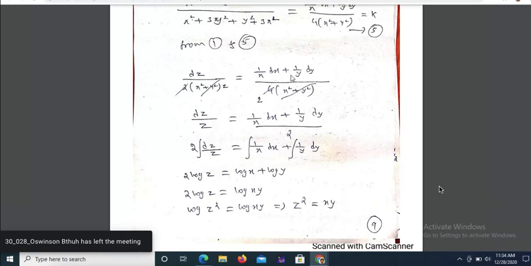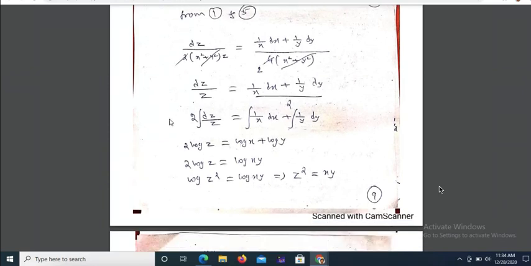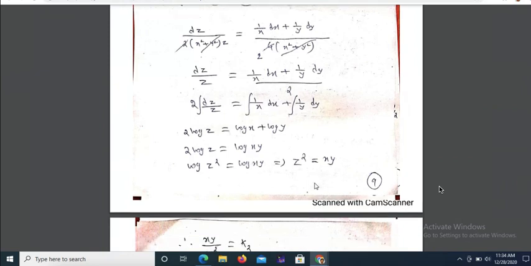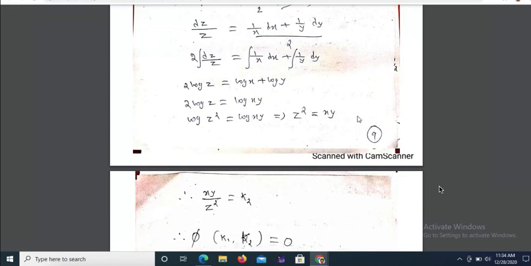dz by z equals 1 by x dx plus 1 by y dy, divided by 2. Okay, I can separate it. Now you get 2 times the integral. If you are integrating, the 2 comes here: 2 times log z equals log x plus log y. So that is log xy. Log z squared will be z squared equals xy. So xy comes to this one. You can take it as some constant k2. It may be 1.